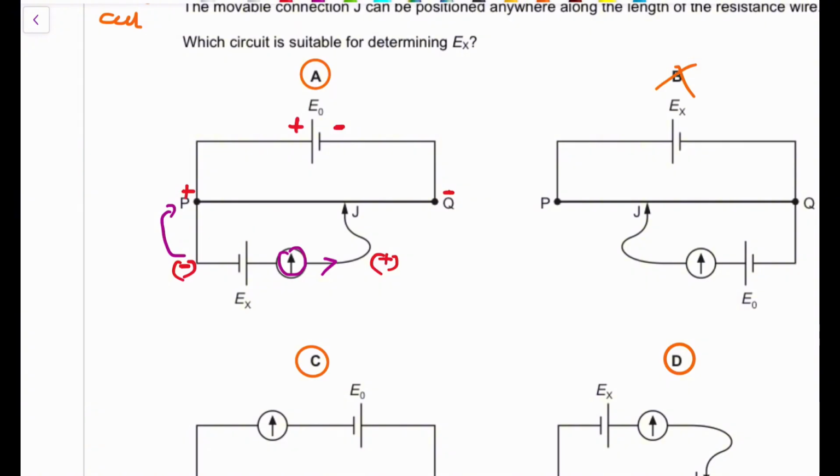Remember, with the potentiometer, if the galvanometer is zero, it means that the potential across this point, PJ, is equivalent to the potential across EX. But if there is a potential difference, it means they're not balanced against each other, so I cannot measure with my potentiometer. So A is wrong in that regard, because the potentials have to be the same so that no current flows through the downward circuit.